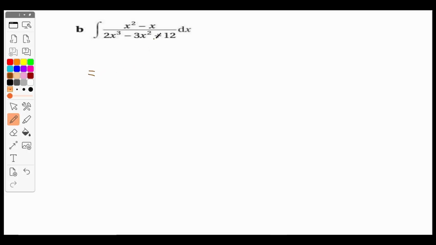Again, look at this one. The integral of x squared minus x over 2x cubed minus 3x squared plus 12. Now look at the denominator here. Highest index is 3. The top highest index is 2. So think directly of our formula today. What is the derivative of 2x cubed minus 3x squared plus 12?